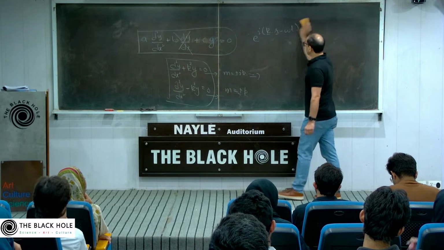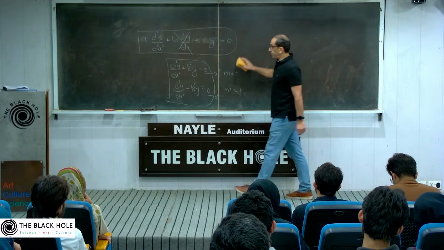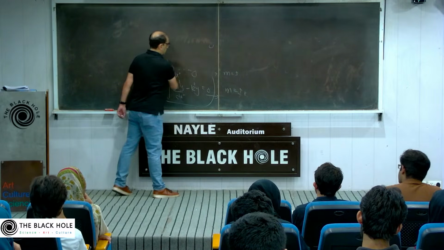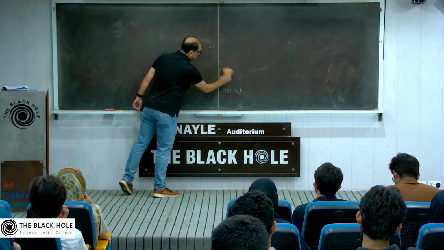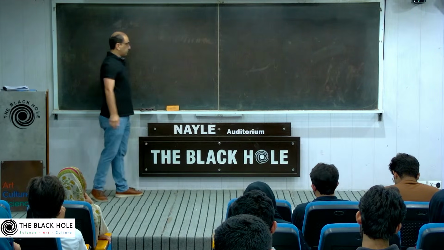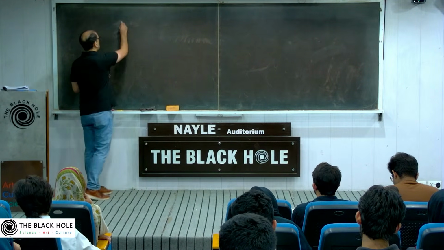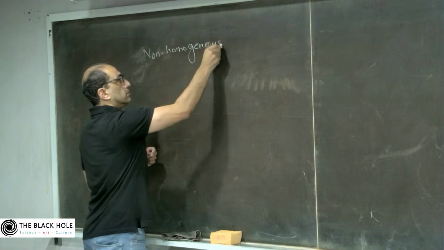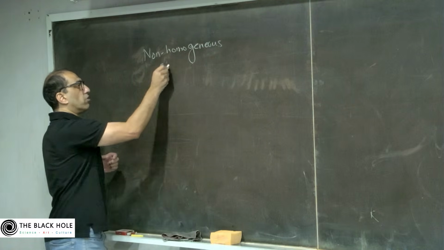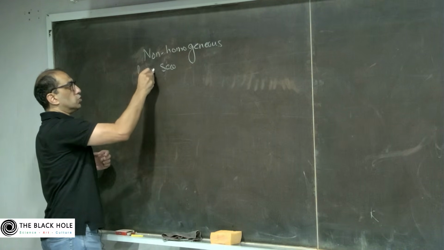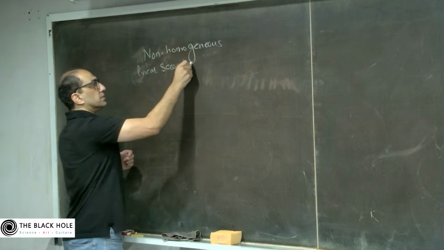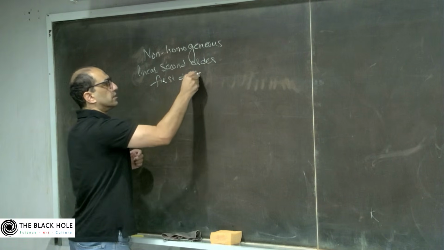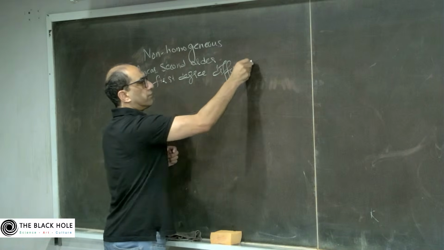So what happens then? We will talk about it, but first I need to tell you a bit about the non-homogeneous equations, and then we will talk about it. Non-homogeneous equation. Again, when I say non-homogeneous, it is assumed that this is a non-homogeneous linear second order first degree differential equation.